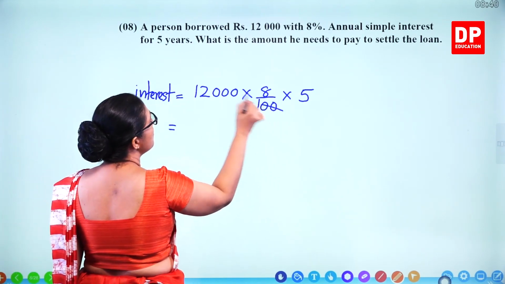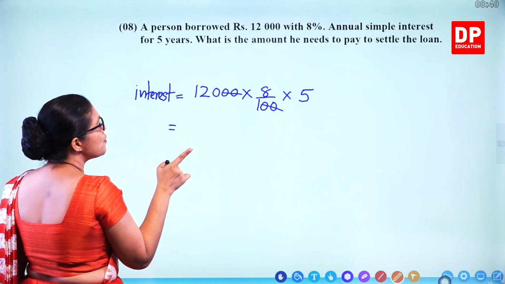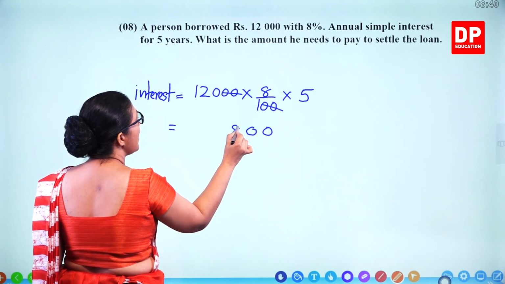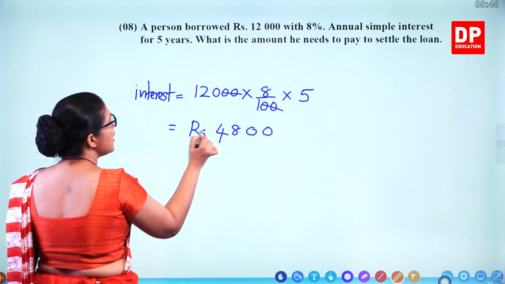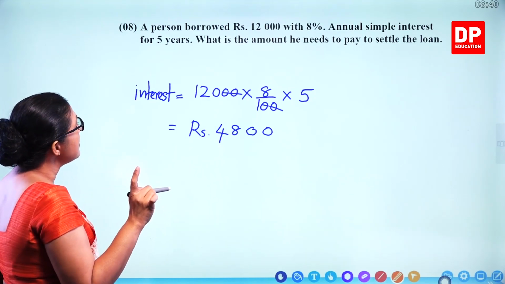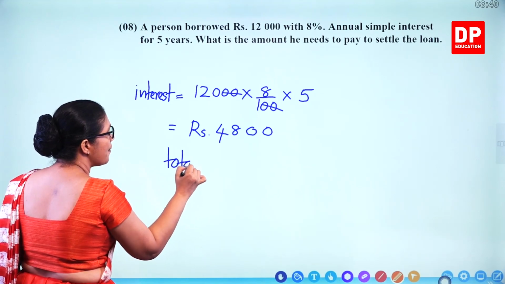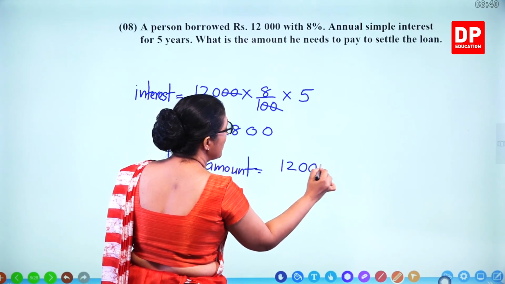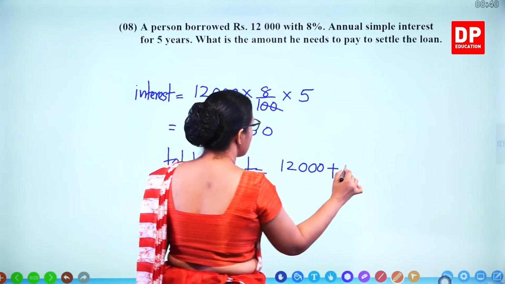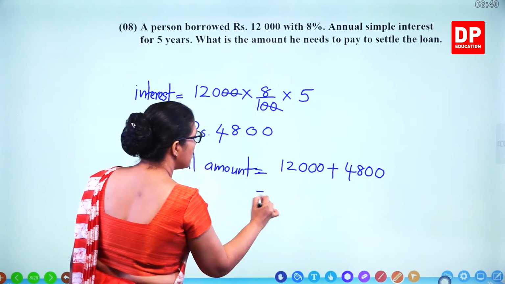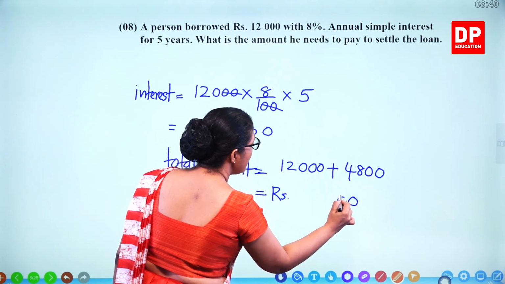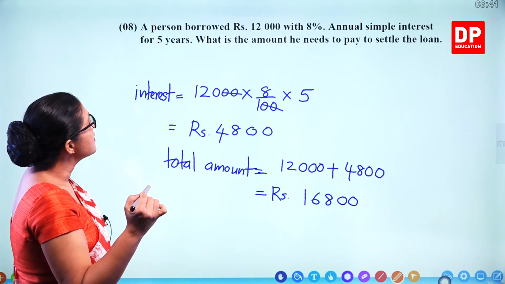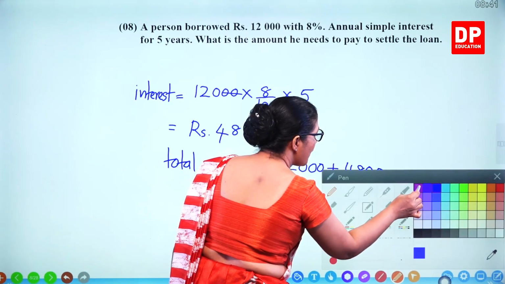What's the interest value? 2 zeros get cancelled out. 8 times 5, 40. 40 times 120. So 2 zeros, 4 times 2, 8. 4 times 1, 4. 4,800 rupees. So that's the interest. So what's the total amount you have to pay? Total amount is 12,000 plus the interest 4,800. So you get 16,800 rupees. So you get 2 marks for that.